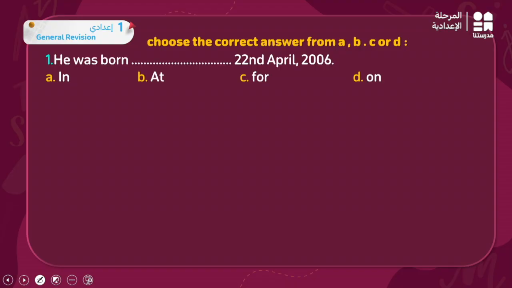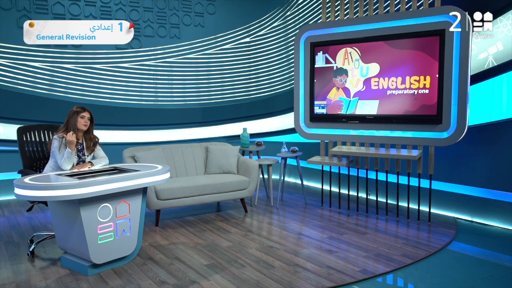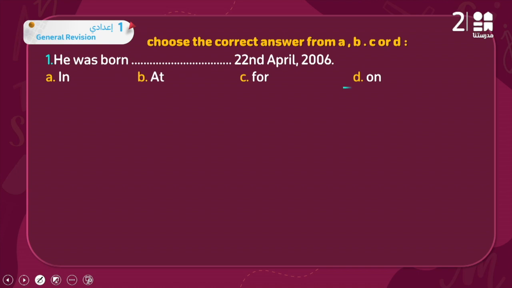He was born space 22nd of April in 2006. So if you have a full date, as it was explained before for you, with full dates, what preposition shall I use? Definitely it's on. With full dates I use on, meaning with complete dates I use on.